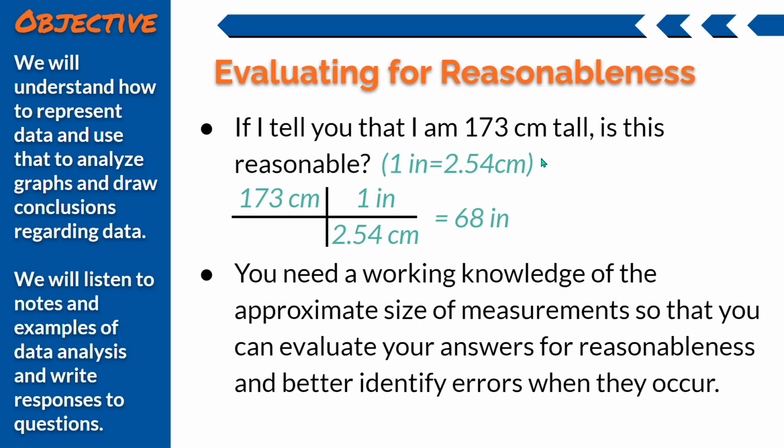But if you look at a number and you're not sure if it's reasonable, that's always a good thing to check. If you do a calculation, make sure your answer makes sense at the end. If you're calculating the speed of a car and you get 735 miles per hour, you probably did something wrong. So check for reasonableness. You do want a working knowledge of the approximate size of measurements so that you can evaluate your answers for reasonableness and identify those errors when they occur.